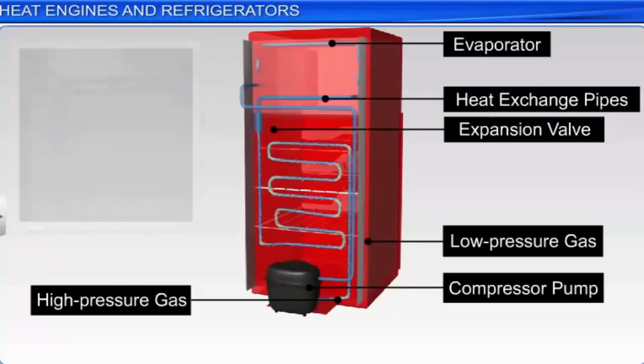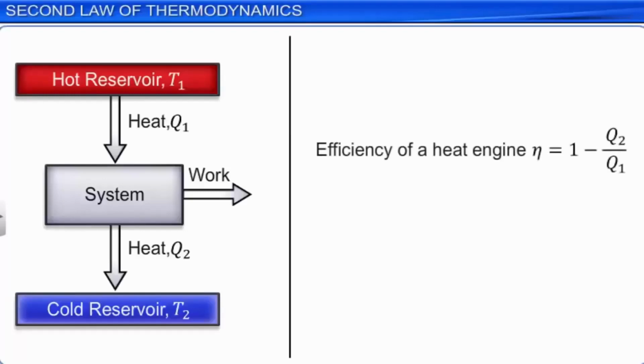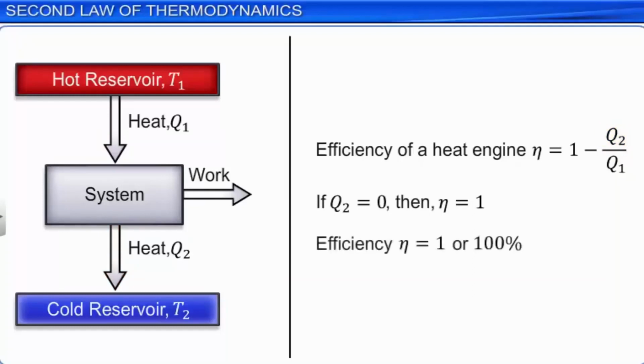In this way, the refrigerant absorbs heat from the cooler inside regions of the refrigerator and releases it to the hotter outside regions. Earlier, you learned that the efficiency of a heat engine eta is equal to 1 minus Q2 by Q1, where Q1 is the heat absorbed by the system from a hot reservoir, and Q2 is the heat released by the system to a cold reservoir. If Q2 is equal to 0, then the efficiency of the heat engine is 1 or 100%.